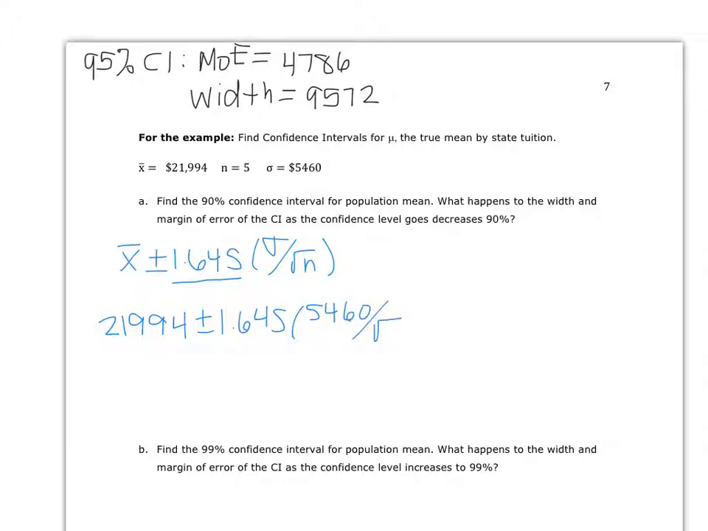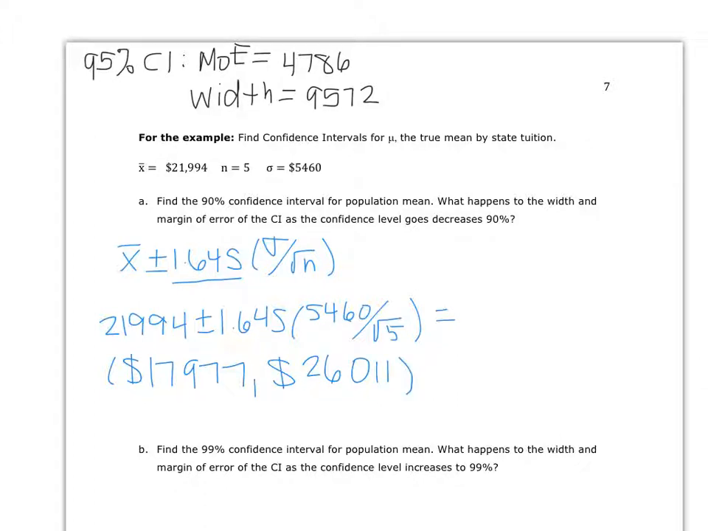The only thing that changes is that 1.645. So evaluating, we end up with confidence interval going from the 17,977 for the lower bound to upper bound of 26,011.